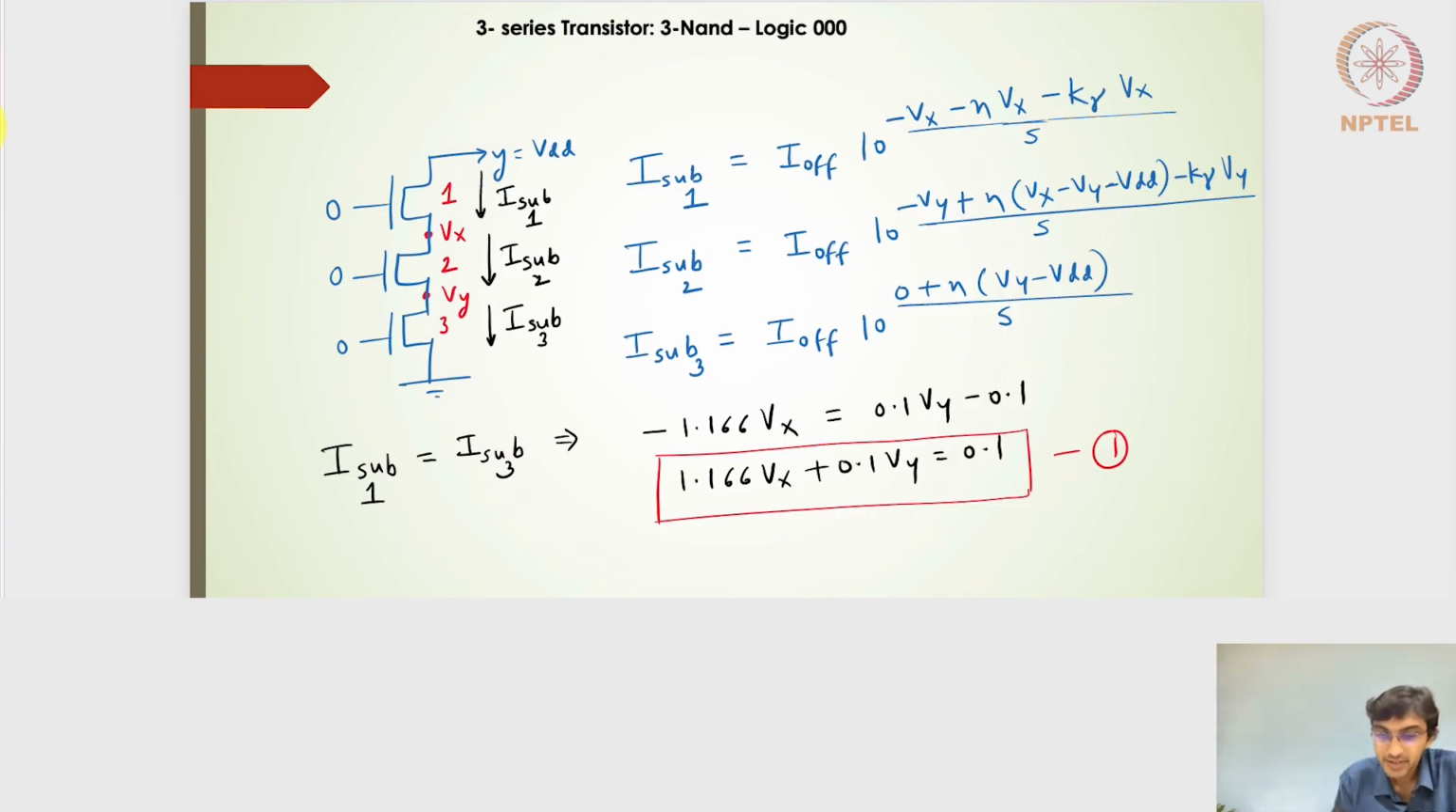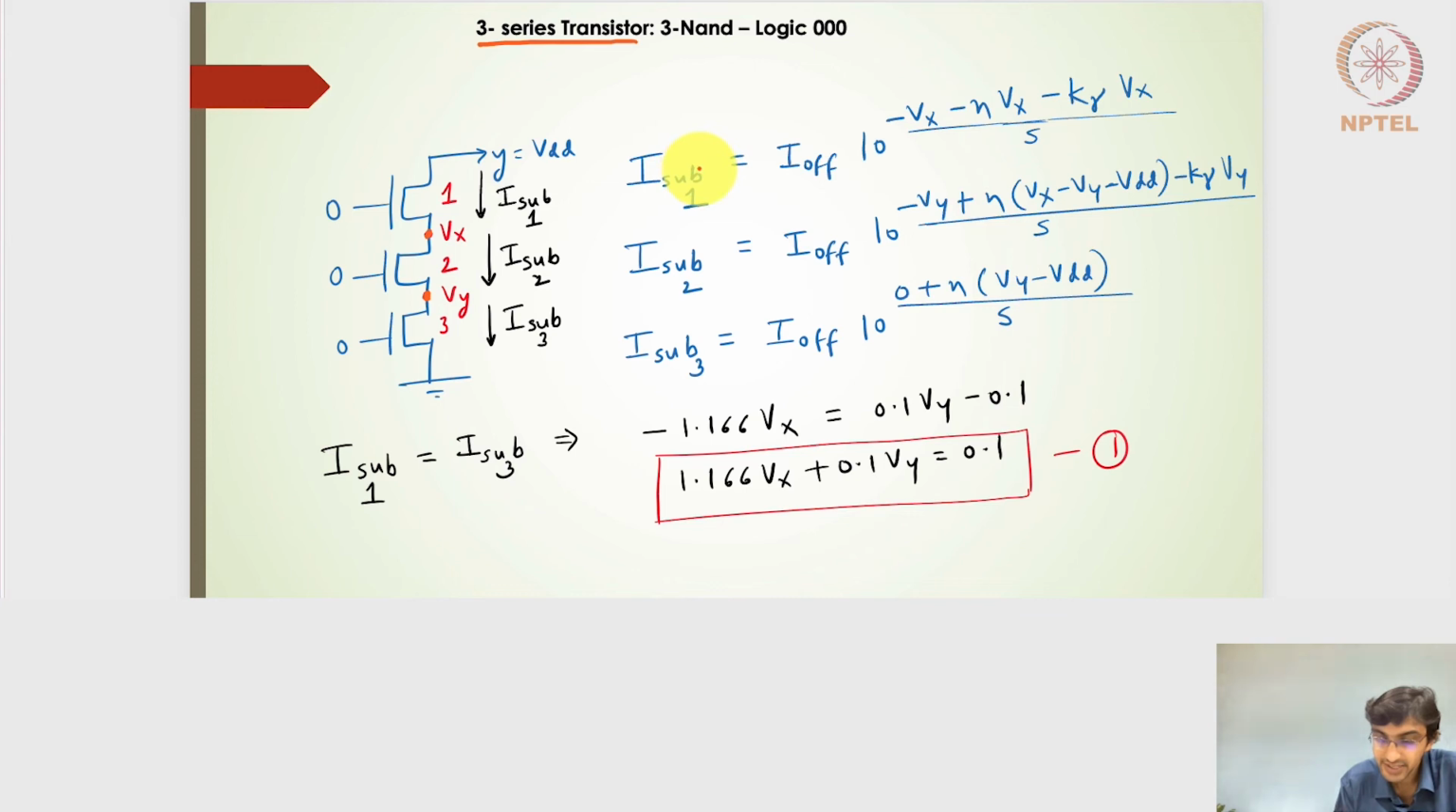Moving ahead. So now what if I have three series transistors? In the last case, we had seen two of the transistors in series. Here now it is three transistors in series. So now I have to find out the node voltages Vx as well as Vy, the two node voltages, right? Because the three transistors are in series, I will have the subthreshold leakage current to be the same. So I can express the subthreshold leakage currents in terms of these node voltages, right?